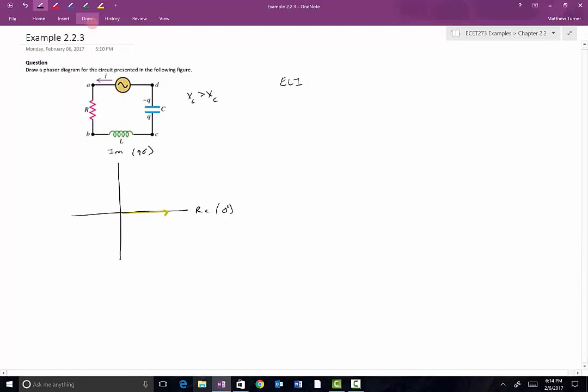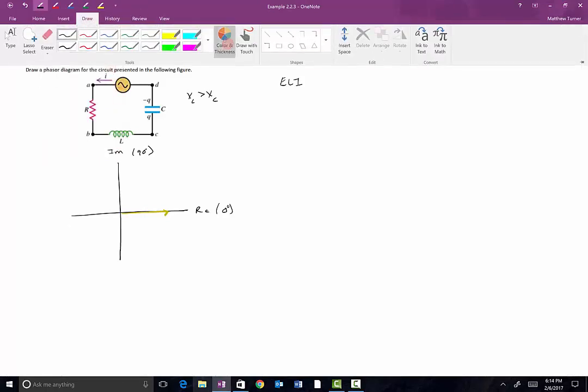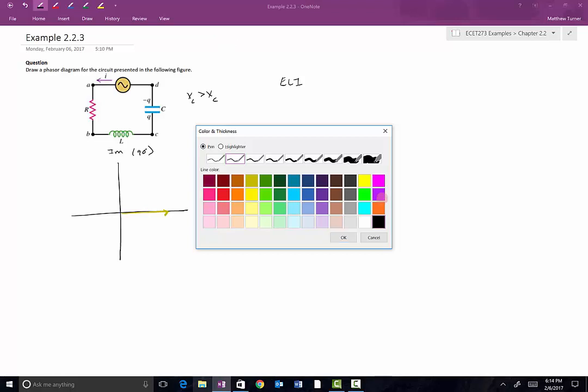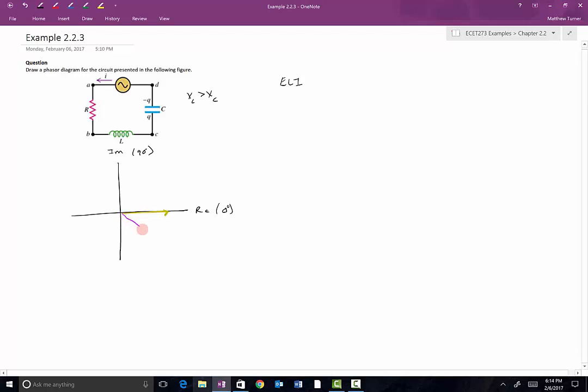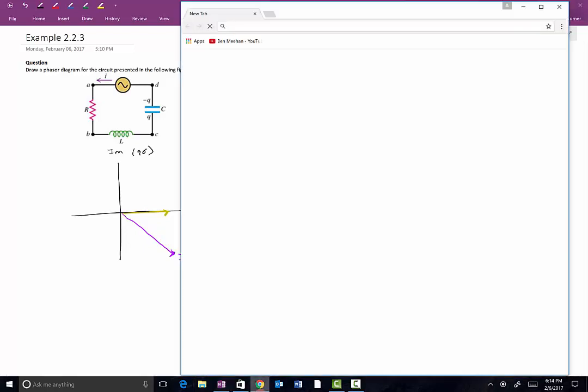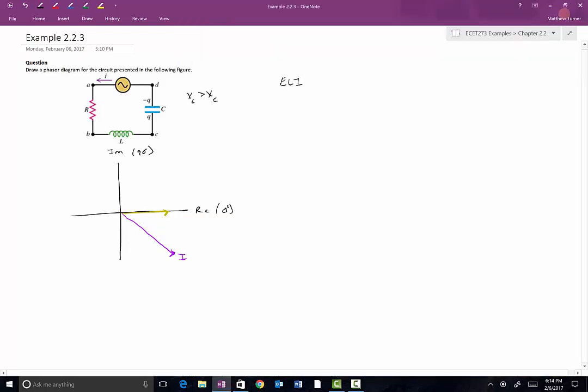Current is purple here, so let me pick a purple color. I'm going to draw that current in the fourth quadrant, so that's I right there. And I know that it's in the fourth quadrant because it's got to lag the voltage phasor. So that's the phasors for the reference and for the circuit current. I still have to draw these three right here.